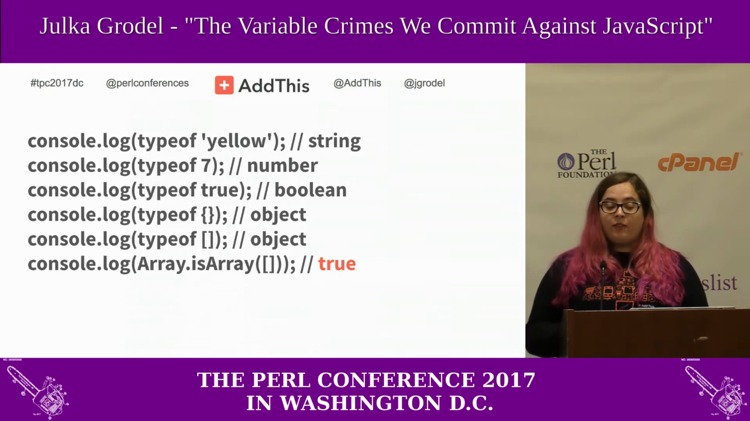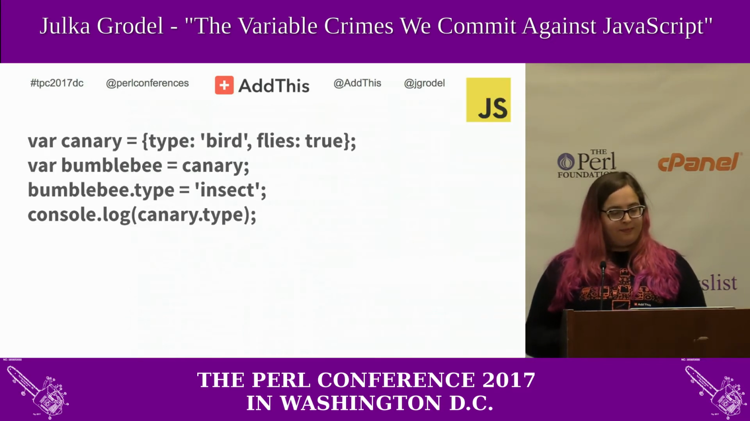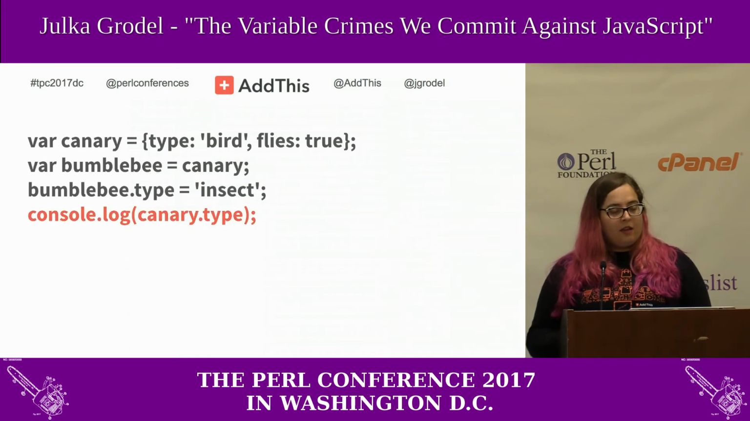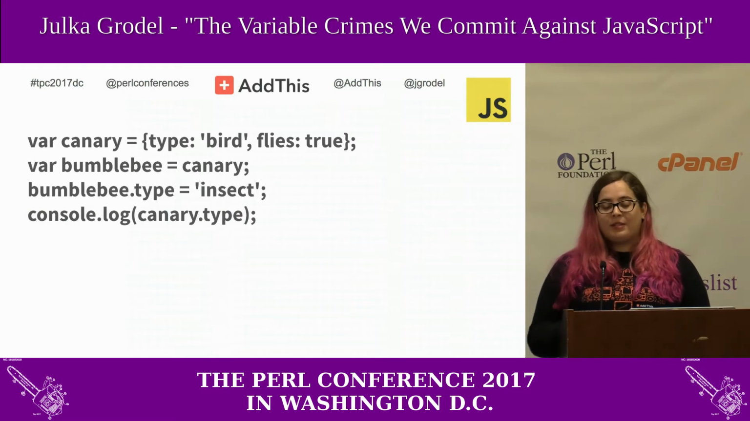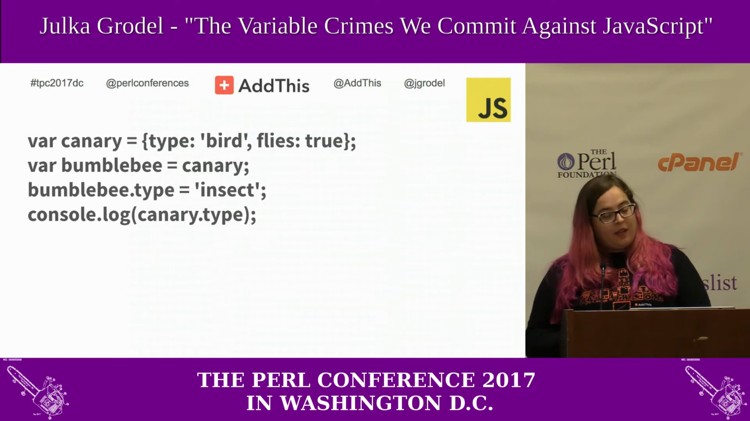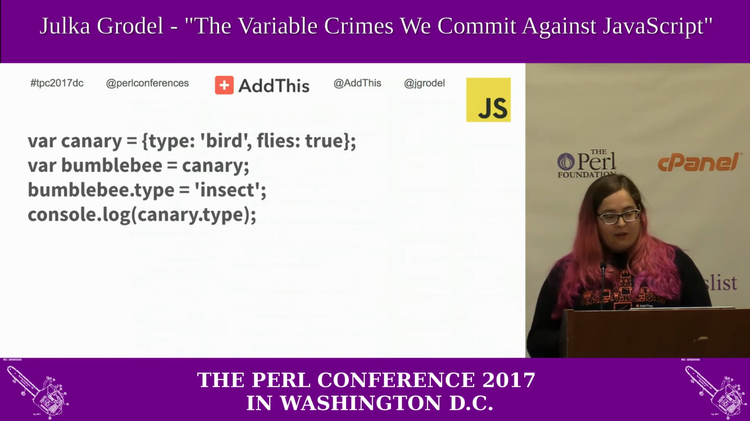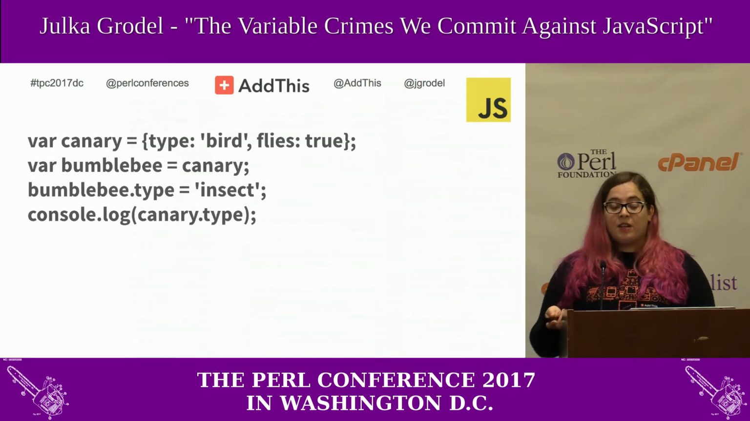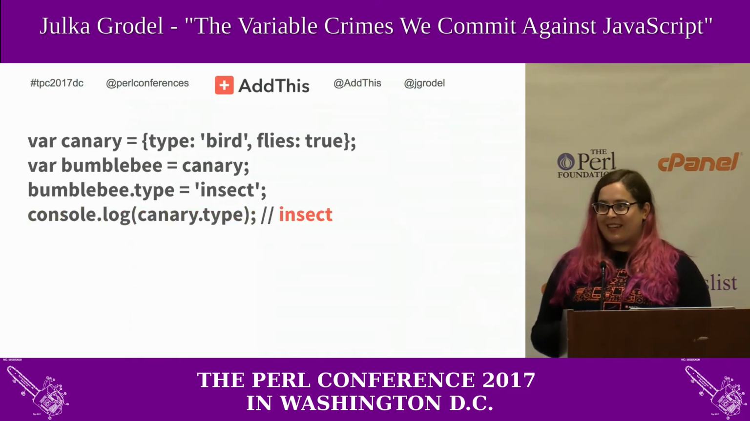Now, when we deal with objects and array objects, things get a little different. So here I have a variable var canary, and I'm going to say that it has a type of bird and that it flies, so flies is true. And then var bumblebee equals canary. Now, if I set bumblebee.type to insect and I console log canary.type, I'm going to get out insect.